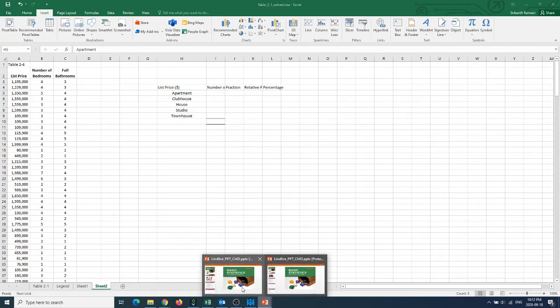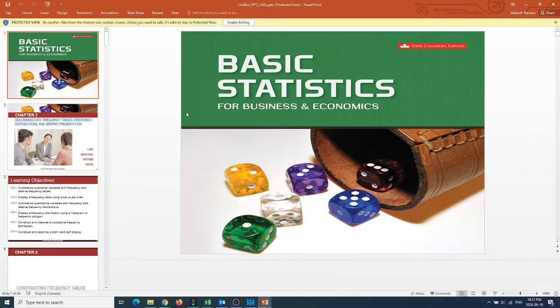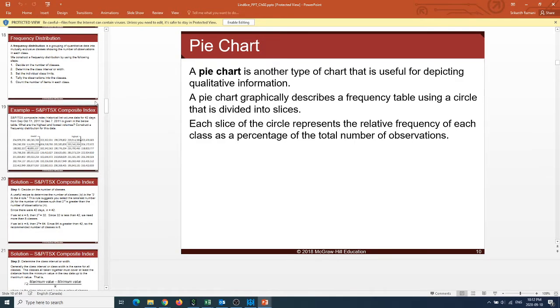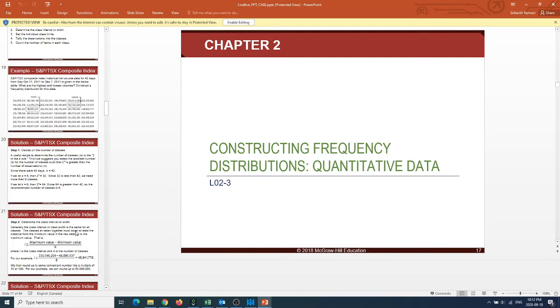So a good rule of thumb as to how many classes you have, or what interval width you want, is something which is given in your chapter. So let's go to our presentation, and these examples are also given on pages 24, 25, and 26. So if you have the textbook, you can just go to those pages. Now we're going to look at constructing a frequency distribution. So this is what we're going to be looking at.